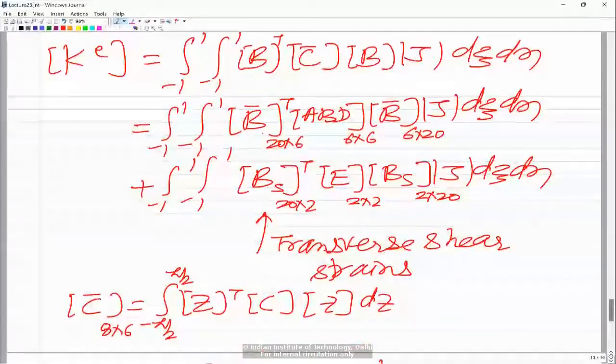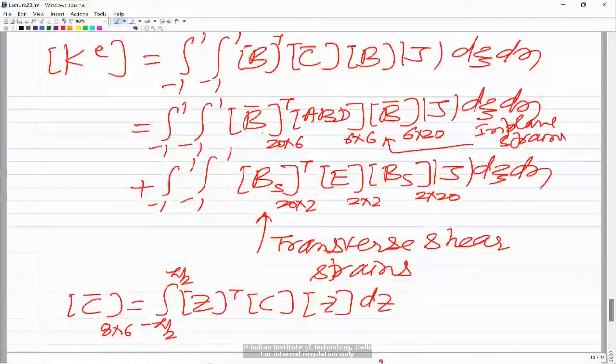So this contribution is coming from the in plane strains, epsilon xx, epsilon yy, and gamma xy, and these two are coming from transverse shear strains, that is basically gamma xz and gamma yz.